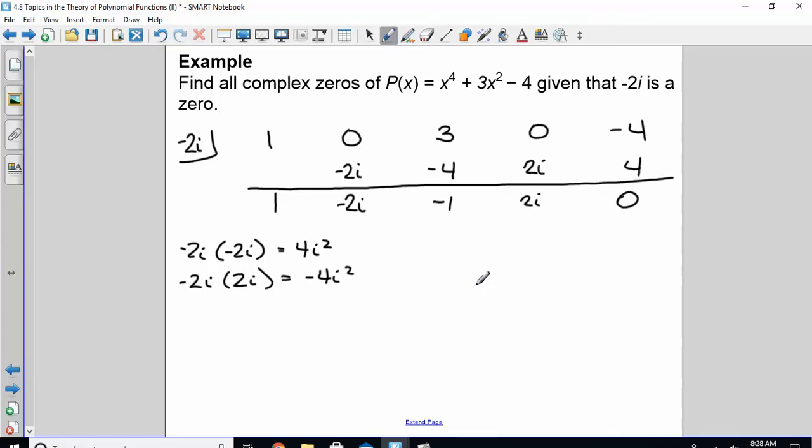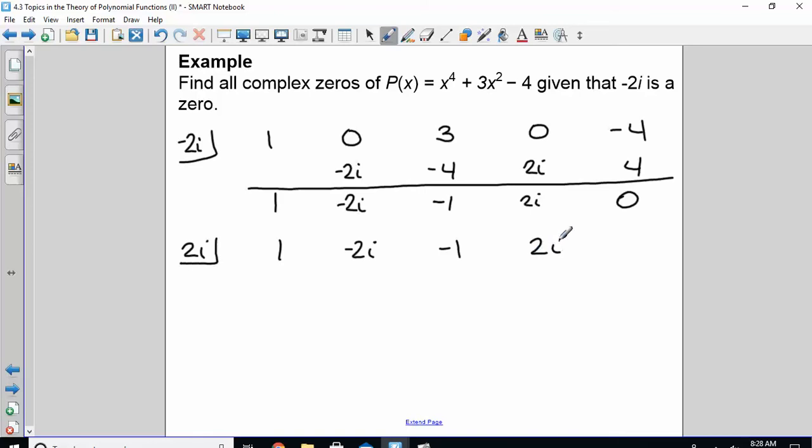Are we ready to factor this nicely yet? No. What am I going to do synthetic with this time? And my coefficients, you don't use the remainder, so you just bring down the 1, -2i, -1, and positive 2i.